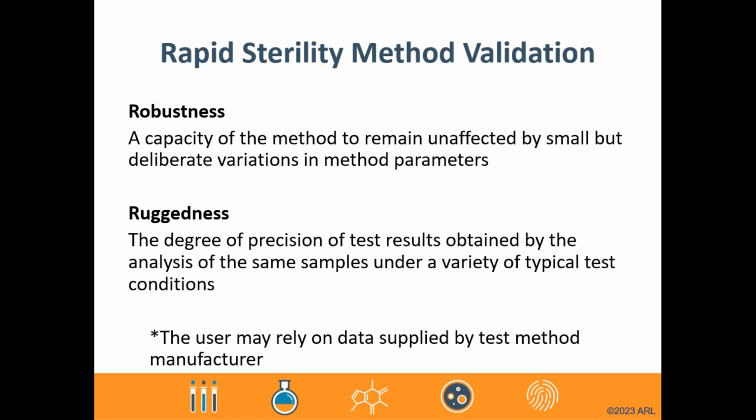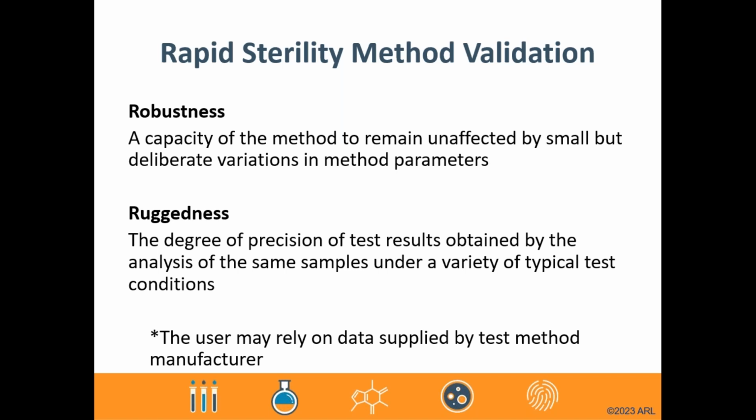Ruggedness is defined as the degree of precision of test results obtained by the analysis of the same samples under a variety of typical test conditions. Those test conditions can be things like different analysts, different instruments, and different reagent lots.